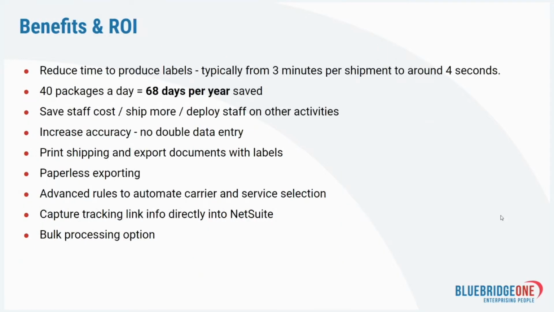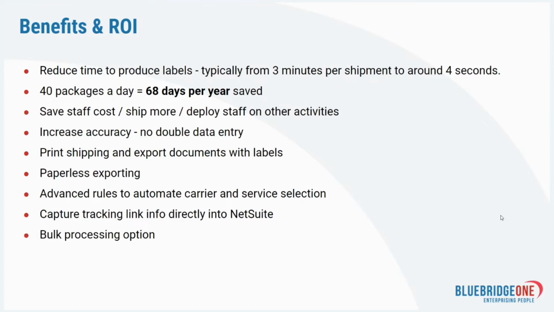Just briefly, to summarize the benefits of OneShip. As I said earlier, if you're manually entering data in a shipper's system at the moment, we think on average that's going to take about 3 minutes per shipment, and OneShip will get that down to around 4 seconds. So clearly some very significant time savings to be had. As an example, if you're doing 40 packages a day, that comes to about 68 days of saved time per year. And obviously we're eliminating the risk of errors through double data entry.